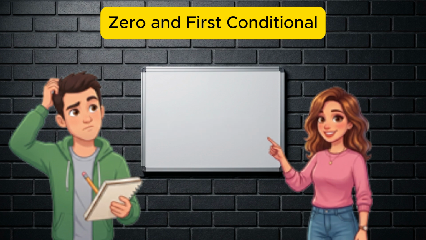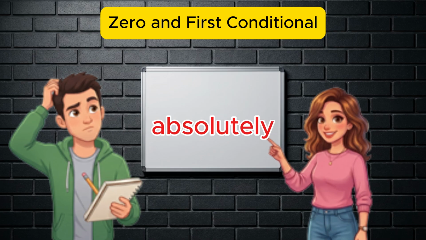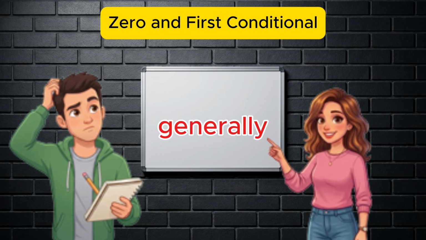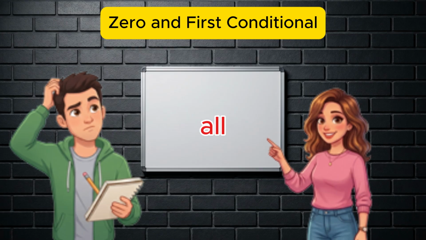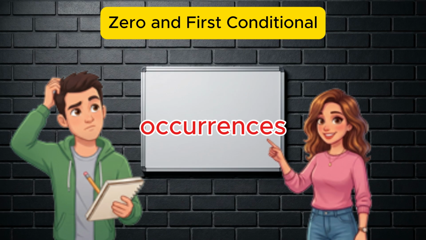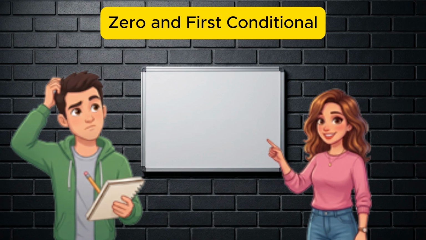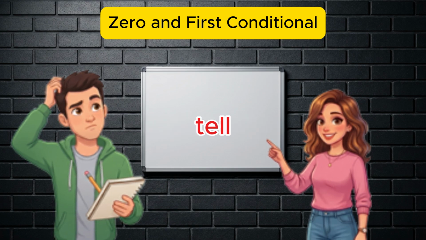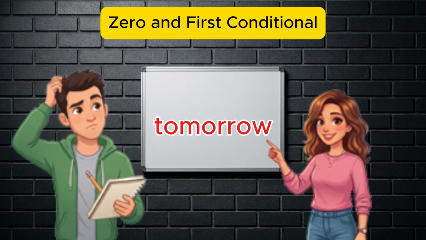Can I use other words instead of usually in zero conditional? Absolutely. You can use always, often, sometimes, generally, typically. These all work great with zero conditional because they show regular occurrences. If it rains, I always take an umbrella. Perfect. Now tell me, what will you do if it rains tomorrow? If it rains tomorrow, I will stay home and read.